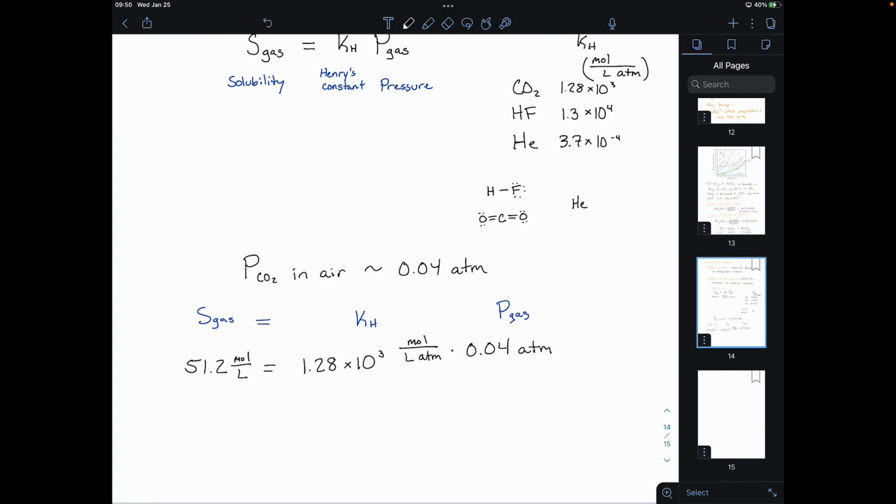It doesn't have to. It just depends on what units that KH is listed as. So you would just pay close attention to the units of that Henry's constant. Yep. In fact, that was probably the problem here. It's probably pascals.